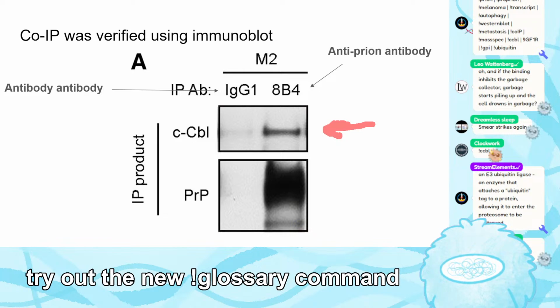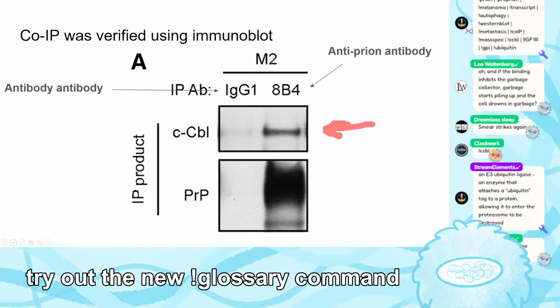Does prion binding inhibit CBL? We are going to talk about what that does in just a bit. You are getting a little ahead of us right now. Smear strikes again. I think it's because there are so many forms of the prion protein. If the binding inhibits the garbage collector, garbage starts piling up and the cell drowns in garbage. That would be true if it is inhibiting the garbage collector. But actually, what we are going to find is that it is not inhibiting the garbage collector, but activating it. So I guess I'll spoil that just in case you have to go. The prion protein is not inhibiting this enzyme. We will find out that it is actually helping it in some ways, which I think is pretty interesting. It is helping the garbage collection.